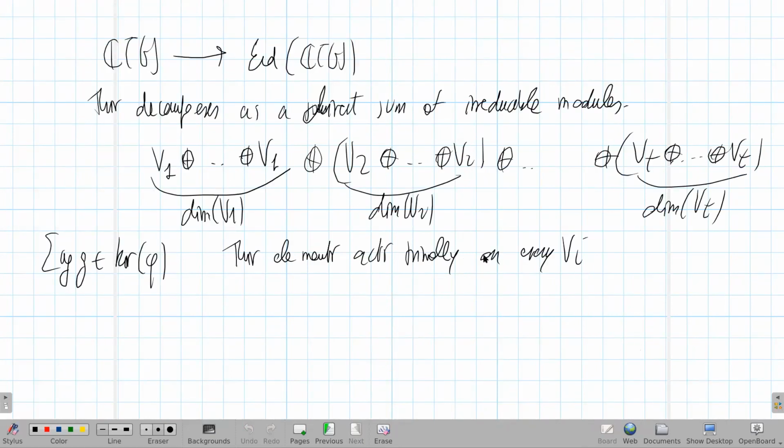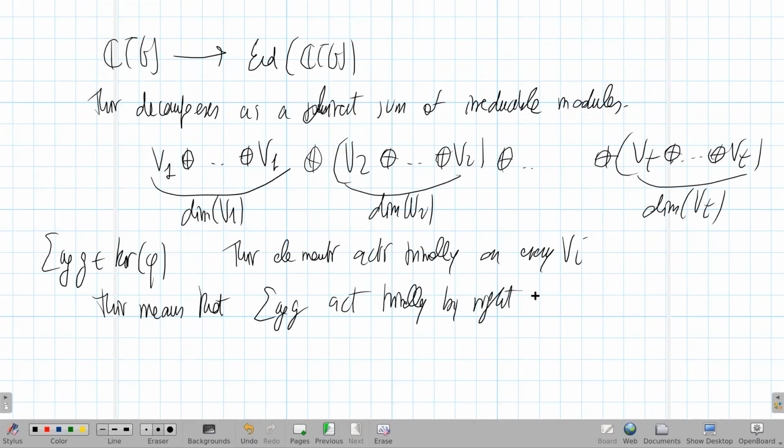But then, I mean, this module CG is the direct sum of this. This means that this element acts trivially by right multiplication on CG.